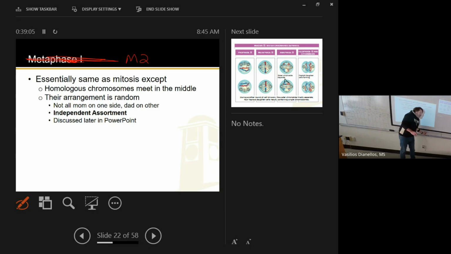So that is what independent assortment is. Again, when they line up in the middle of the cell, it's not like all mom on one side and dad on the other. They line up randomly. And again, this is going to be discussed later. It'll be a very, very important topic, and it'll also be a little bit more complicated than the way I just explained it. But that's a good introduction.